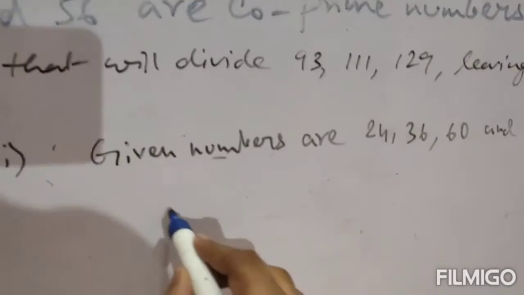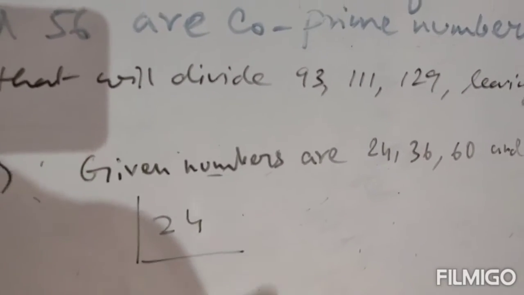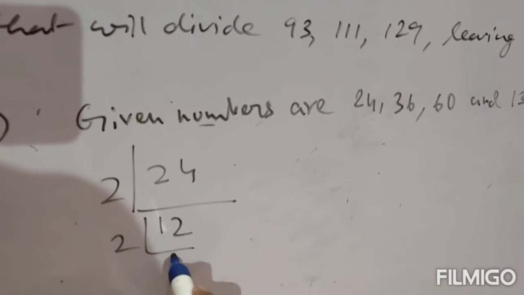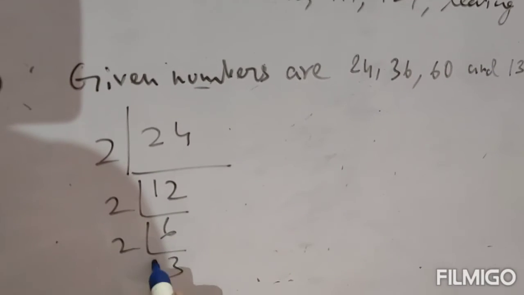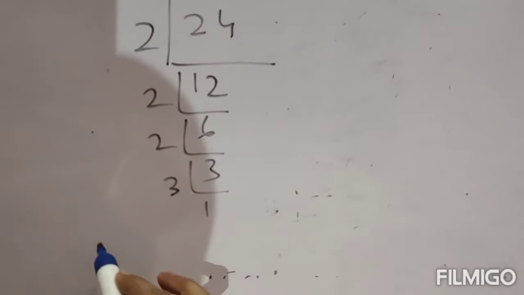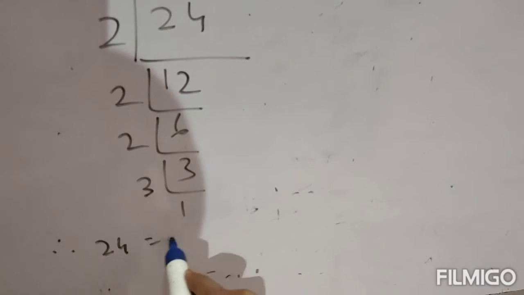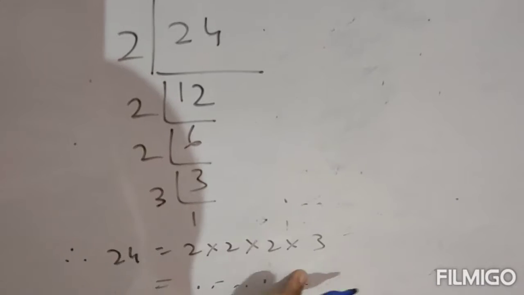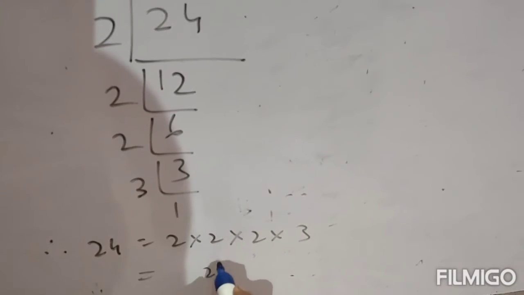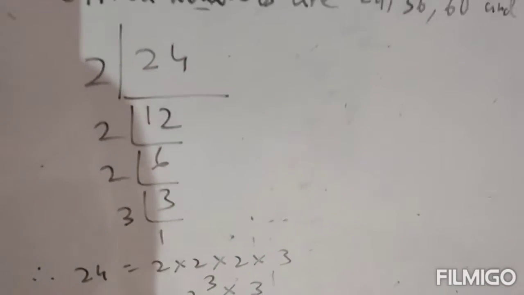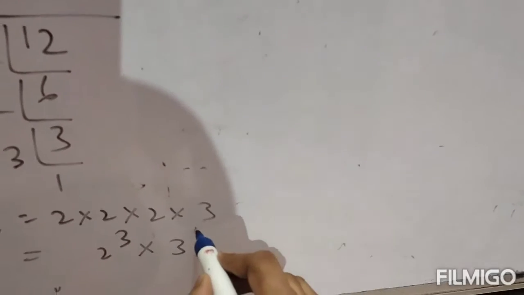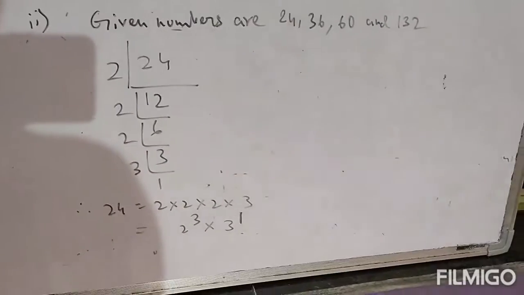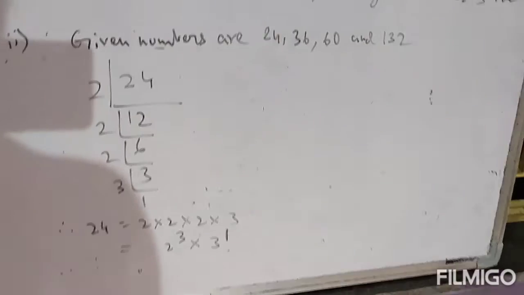So first, factorize 24 using the prime factorization method. I will choose only prime numbers. 2 12s are 24, 2 6s are 12, 2 3s are 6, 3 1s are 3. So 24 equals 2 into 2 into 2 into 3. Therefore it is 2 to the power 3 into 3 to the power 1. You already know how to find HCF using the prime factorization method; in the previous session I have already shown this.